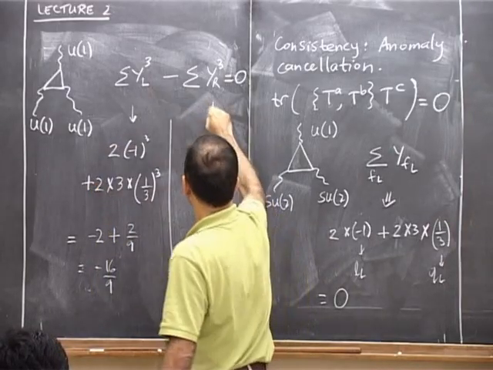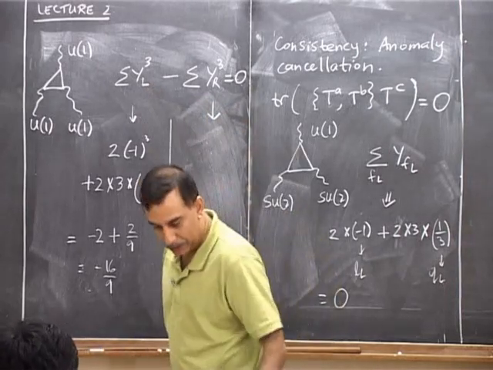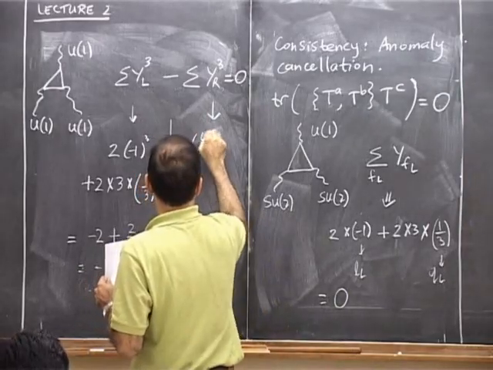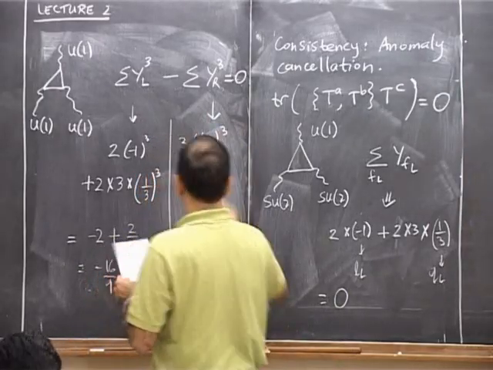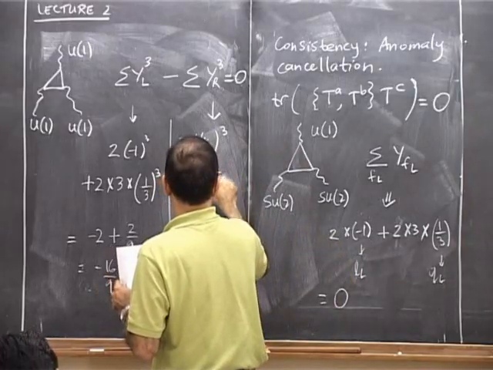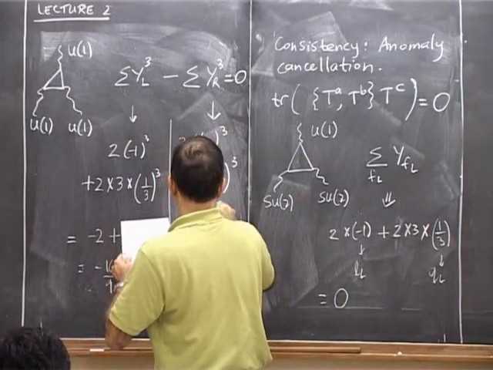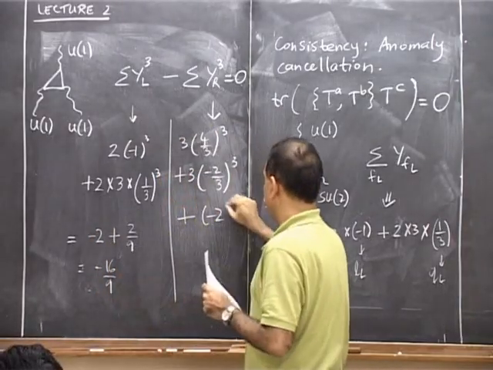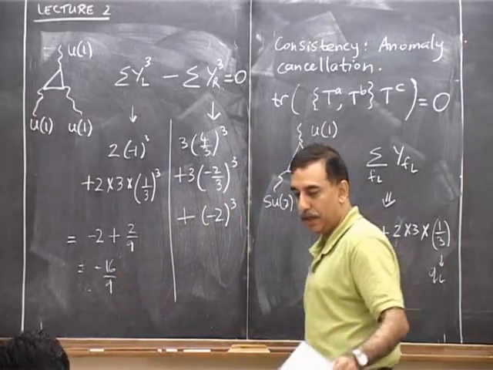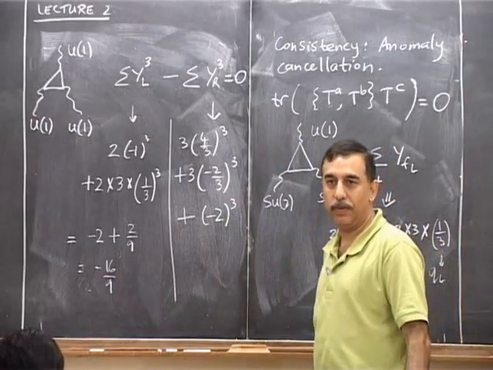That's this one. This term is over the right-handed fields. So for the right-handed fields, we have 3 up quarks with hypercharge 4/3. We have 3 down quarks with hypercharge minus 2/3. And we have 1 right-handed electron with hypercharge minus 2. And the right-handed neutrino has hypercharge 0, so it doesn't contribute to this equation.